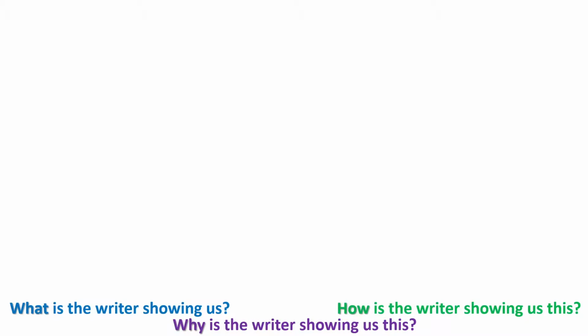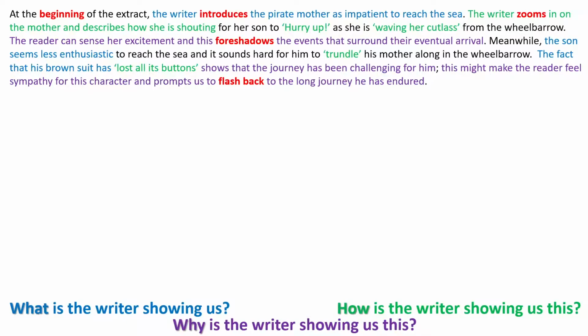Along the bottom of the screen, we've got those questions. What's the writer showing us? How's the writer showing us this? Why is the writer showing us this? They're in 3 different colours because as I reveal to you the model answer, you'll see I've colour coded it to try and help you see how this would work. At the beginning of the extract, the writer introduces the pirate mother as impatient to reach the sea. The words in red are where we're using subject terminology.